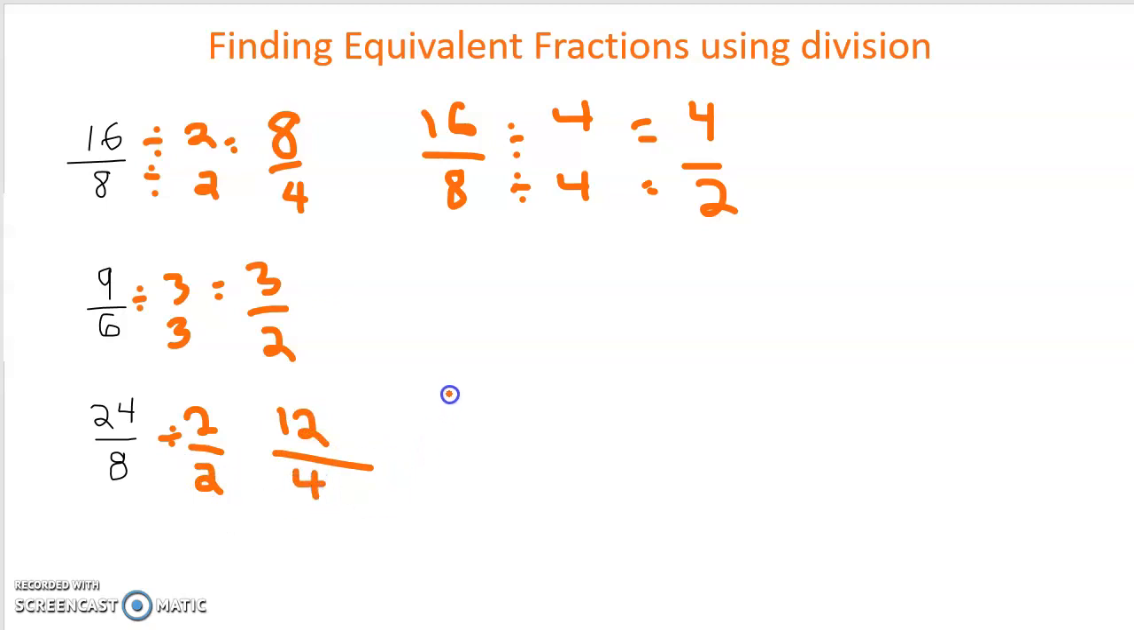But if they ask you to find 2 of them, you need to find out what else can be divided into 24 and 8 to give you an equivalent fraction. So think about your multiplication facts. Where do I see 8 and 24 in the same multiplication facts table? I know that I'll see both of them in the 8 times table. So when I'm saying my 8 times table, I say 8, and then if I keep going, I'm going to get to 24. So I can divide both the numerator and the denominator by 8.